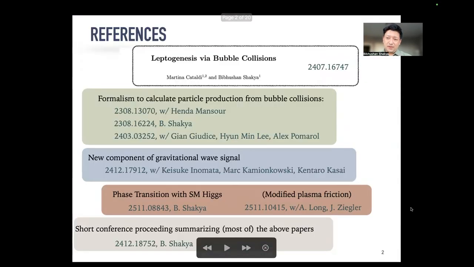Before I start my talk, I would just like to list all of the references that are going to form parts of this talk. If you're interested in any particular direction, you can just go ahead and look at the relevant paper. Of course, I won't be able to cover all of these details today. I'll just be able to give you an overview. The main one that is related to this talk is this paper called Leptogenesis via Bubble Collisions that was written with Martina Cataldi, who's a PhD student at DESY.